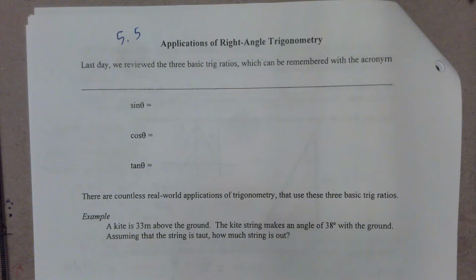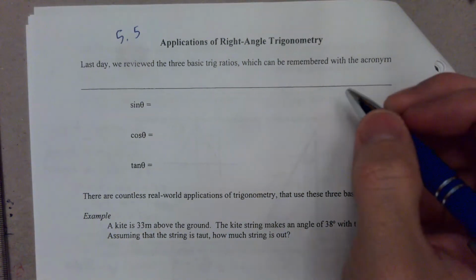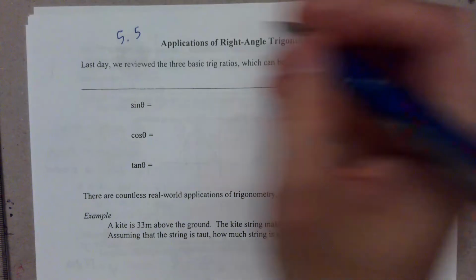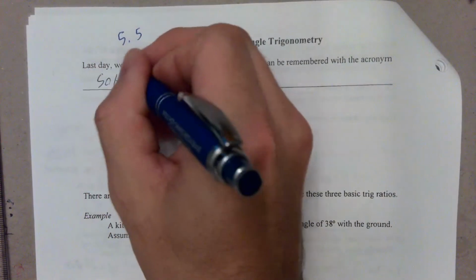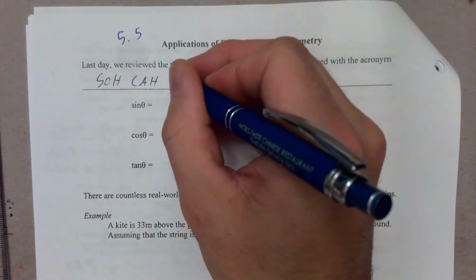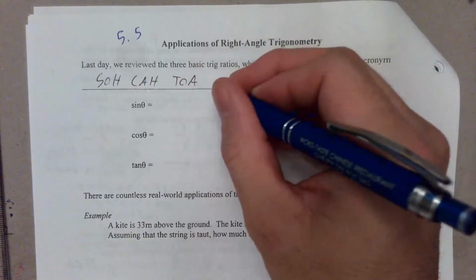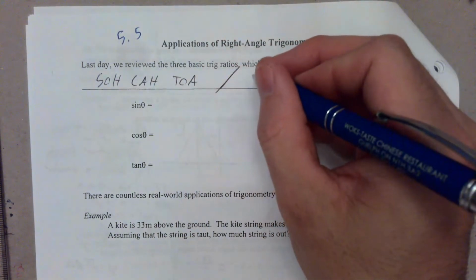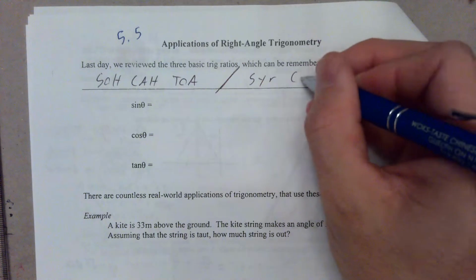This should be review of the types of word problems that you've seen in grade 10 and maybe even in grade 11. We have reviewed 3 basic trig ratios, which can be remembered with the acronym SOHCAHTOA if we're in the first quadrant, or we're just dealing with triangles. If we're looking at standard position, we might want to use SIR-KIX or TIX.